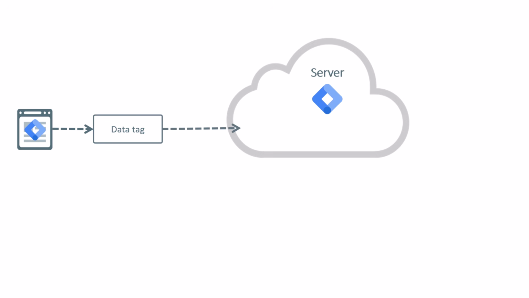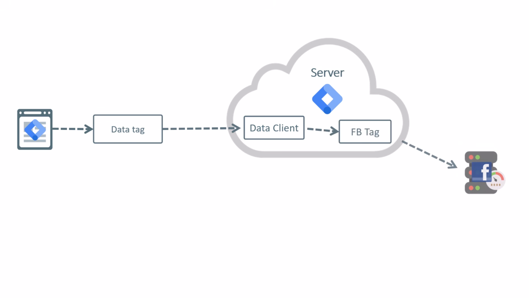From that website, a tag fires. It might be a Google Analytics tag. It might be data tag. That tag sends the conversion, let's say a purchase, to your server-side container. Here, a client catches that request. Then the tag fires in your server and sends data to Facebook.